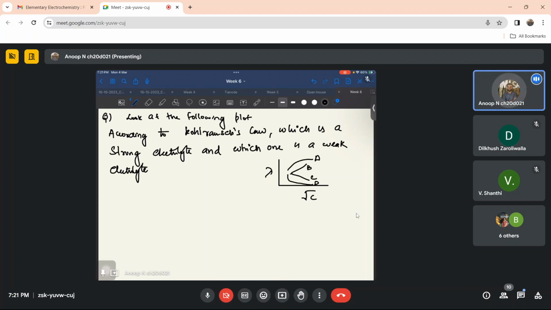So which will be the strong electrolyte? How will the strong electrolyte behave? C is a strong electrolyte. Which one is weak? D is the weak electrolyte. We have already seen lambda versus root C plots. It's a straight line for a strong electrolyte. It goes like this for a weak electrolyte. So if you extrapolate, it will meet here at lambda 0. The value may be different for the weak electrolyte and the strong electrolyte.